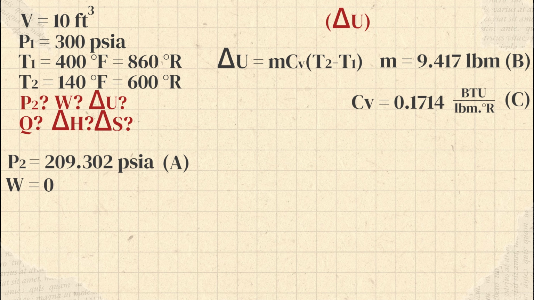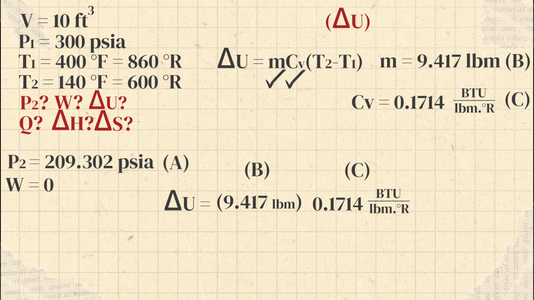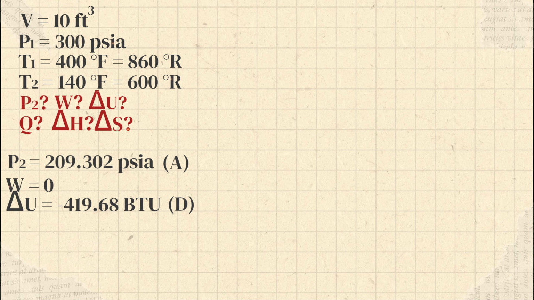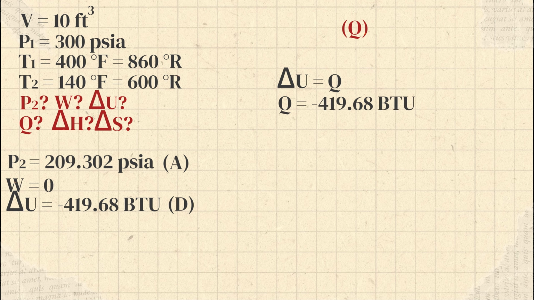So, kompleto na yung change in internal energy. We have mass, the Cv, and the temperature. Okay? So, upon calculation, we have negative 419.68 BTU. Okay? So, store ulit natin sa D. Then for the heat, diba, sa inaral natin last time, yung value ng change in internal energy parehas lang ng heat. So basically, parehas silang negative 419.68 BTU.